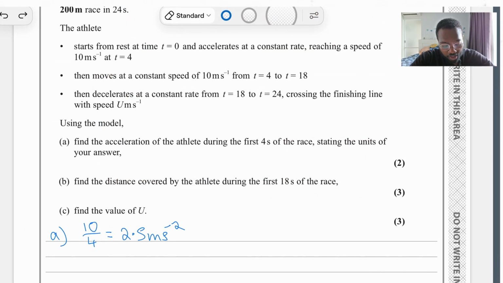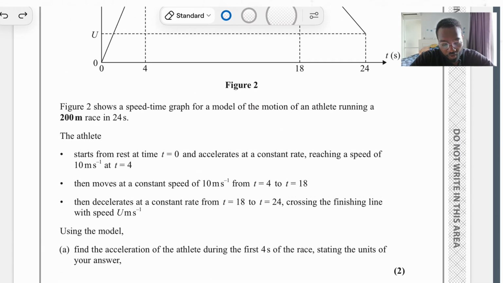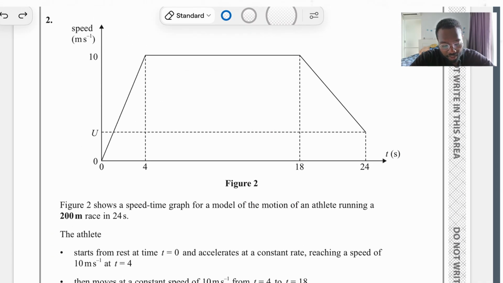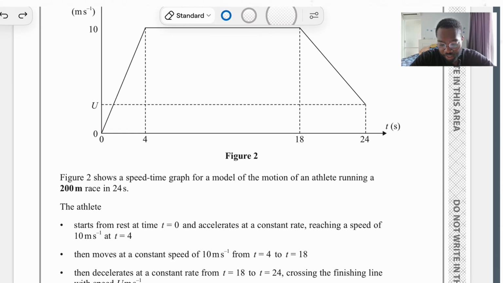Okay, so for part C, we need to find the value of u. u is this speed here, and u is the speed that the athlete finishes with, right? So they finish with speed u. This is them finishing with u speed. So how can we work this out?